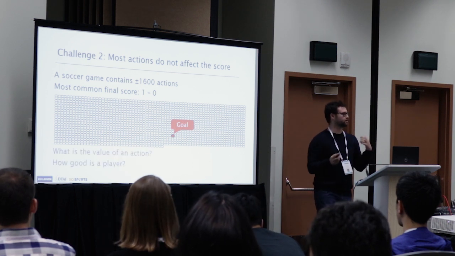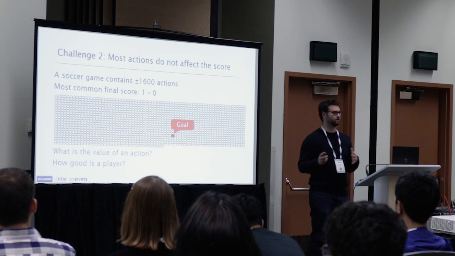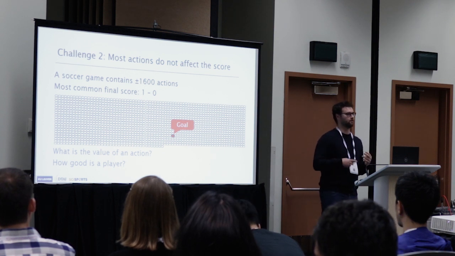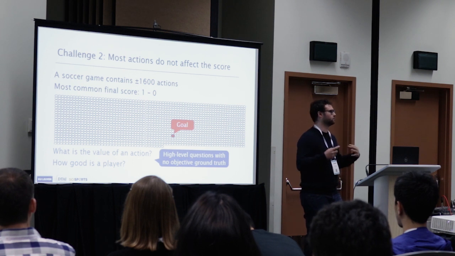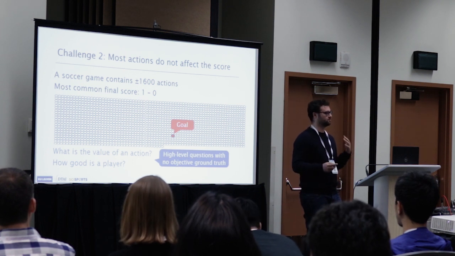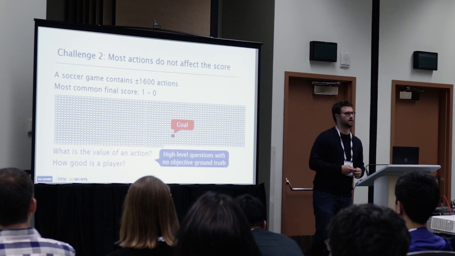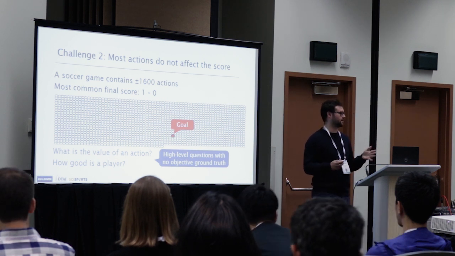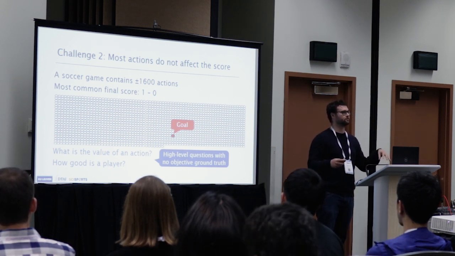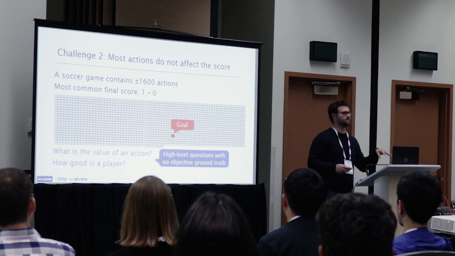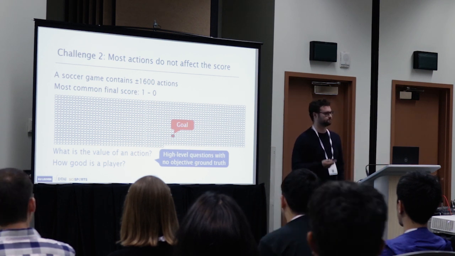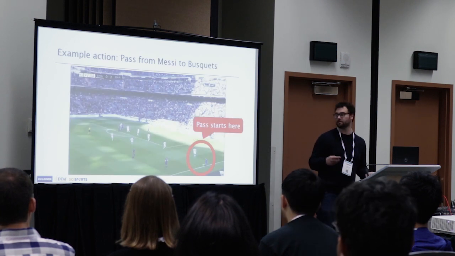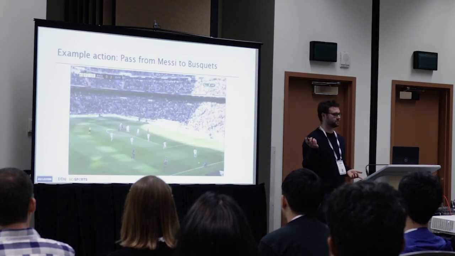This low-scoring nature of soccer makes it so that valuing an action or finding how good a player is are really high-level questions with no real objective ground truth. That makes it quite hard to answer this question, actually. It's my opinion that the low-scoring nature of soccer is what makes soccer analytics even harder than in other sports like basketball and baseball. Here's an example of an action, a pass from Messi to Busquets.